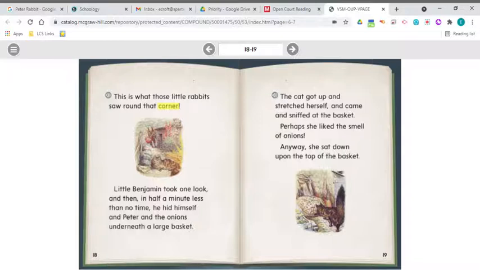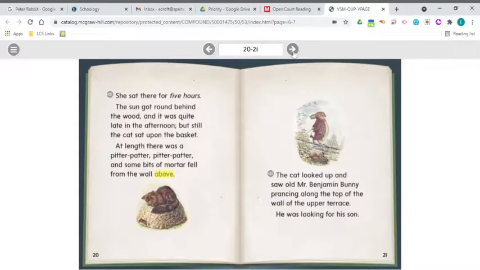This was what those little rabbits saw around that corner. Little Benjamin took one look, and then, in half a minute, less than no time, he hid himself and Peter and the onions underneath a large basket. The cat got up and stretched herself and came and sniffed at the basket. Perhaps she liked the smell of onions. Anyway, she sat down upon the top of the basket. She sat there for 5 hours. The sun got round behind the wood, and it was quite late in the afternoon. But still, the cat sat upon the basket.